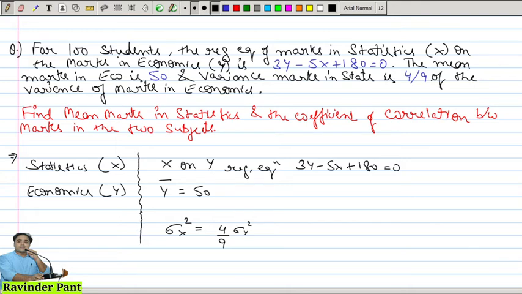So now I have all the points which are given to me, and I'll also write what I need to find. I need to find the mean of statistics and r between both marks. Okay, so we need to recall the concepts, the expressions which involve mean, correlation, variance or standard deviation.